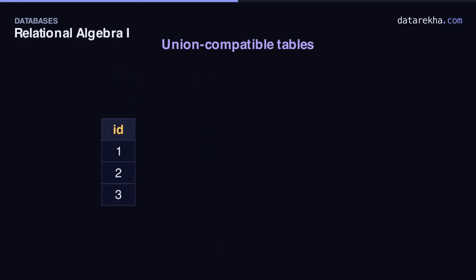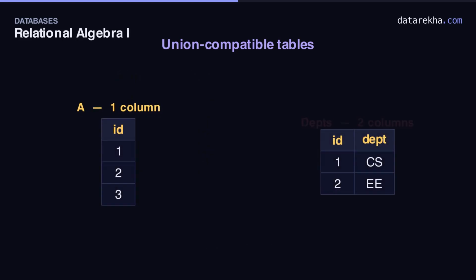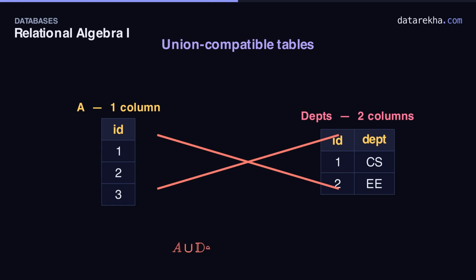Now watch a mismatch. A has one column. This debts table has two: ID and debt. Different numbers of columns. You simply cannot line their rows up. One column next to two? It's meaningless. So A union debts is undefined. The set operators are off the table until the two schemas match.